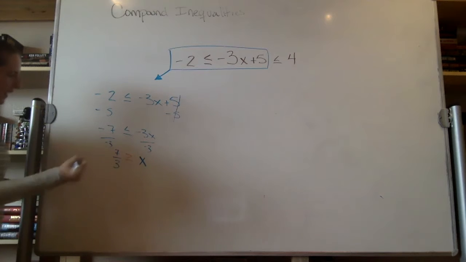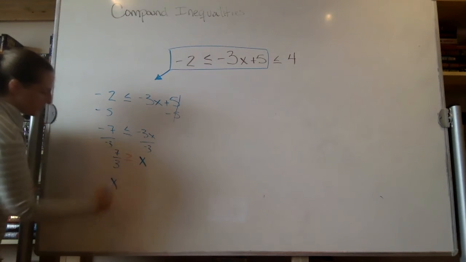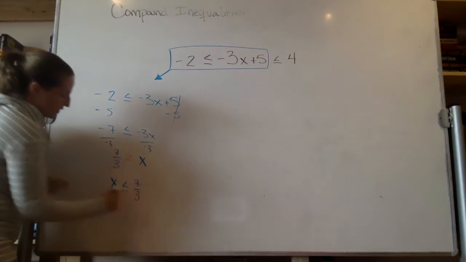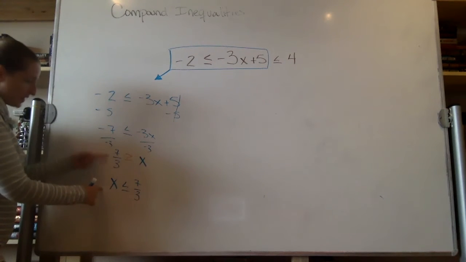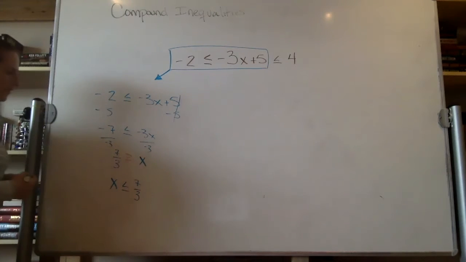Another way of saying that is I can rewrite this. We're more used to seeing x on the left, so I could rewrite this as x is less than or equal to 7/3. Notice these say the same thing. 7/3 is bigger than x is the same thing as saying x is smaller than 7/3.